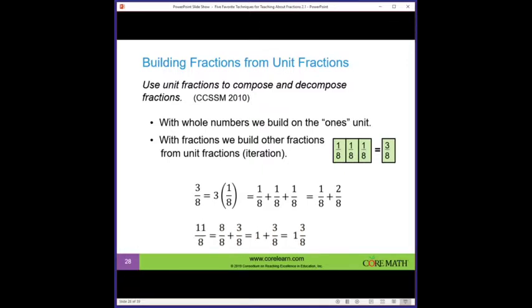So let's suppose we have 11 8s. Now we can say, oh, well, I could decompose that into 8 8s and 3 8s. And that would be the same as 1 plus 3 8s. So that's why 11 8s is the same as 1 and 3 8s.